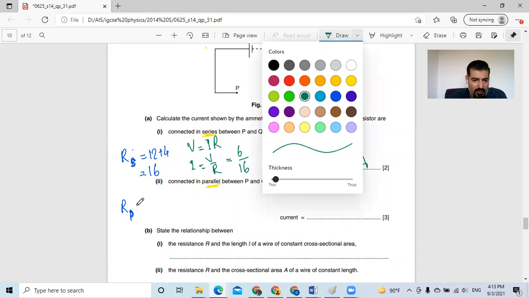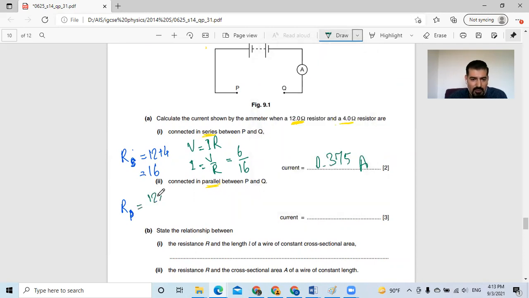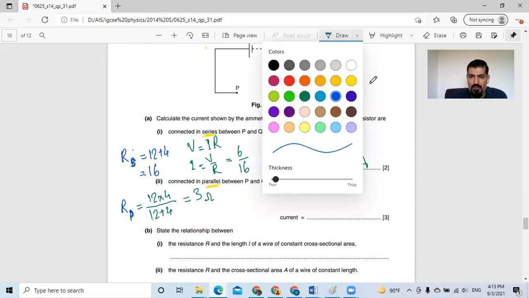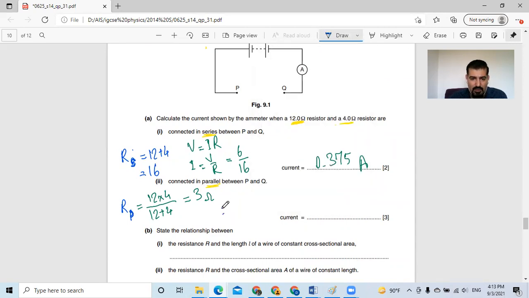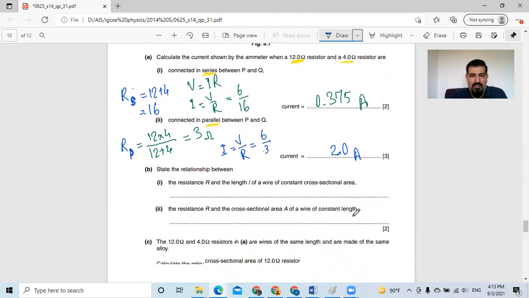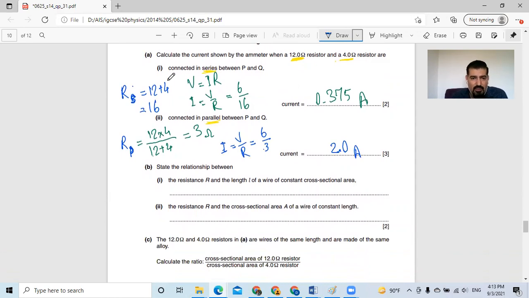Next part of the question, we will do the same thing. First of all, we find the R in parallel, which is 12 times 4 divided by 12 plus 4, which is 48 divided by 16, equal to 3 ohms. This is the first step. Second step, I equals V divided by R, which is 6 divided by 3, and the answer will be 3.0 ampere. That's part A, parts I and II.